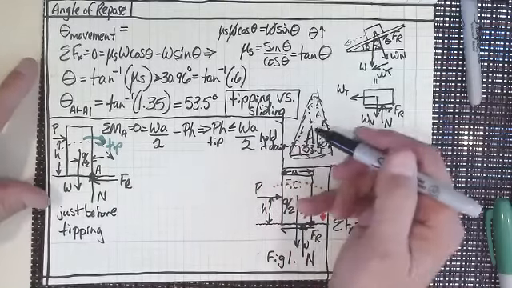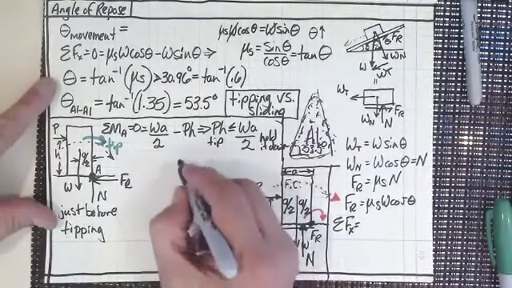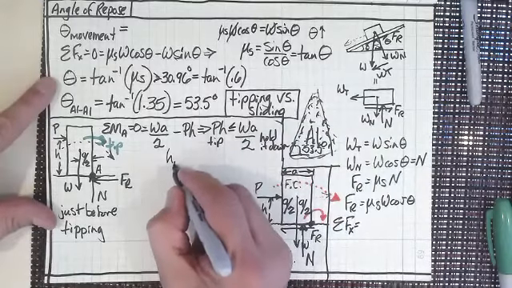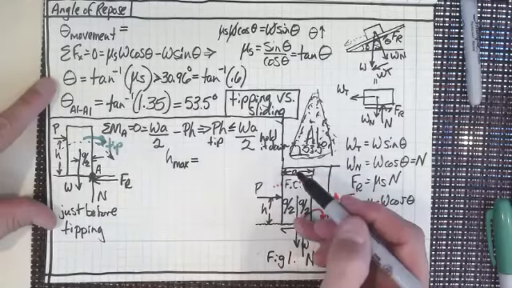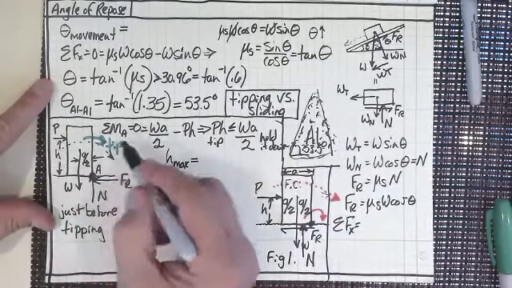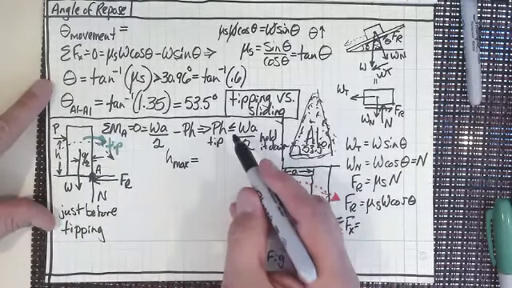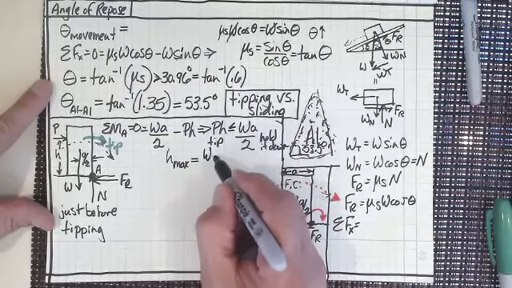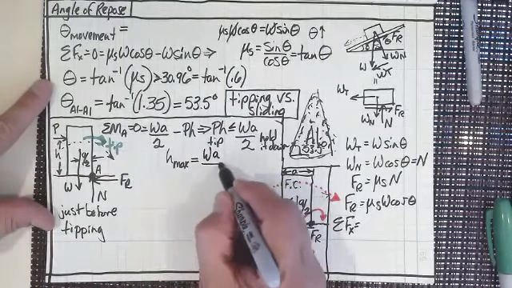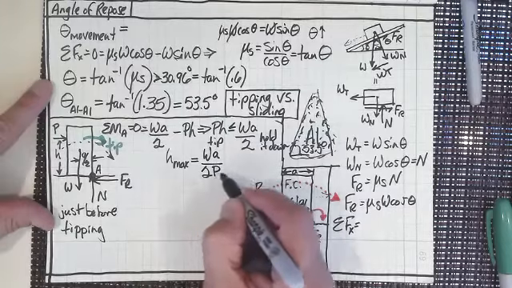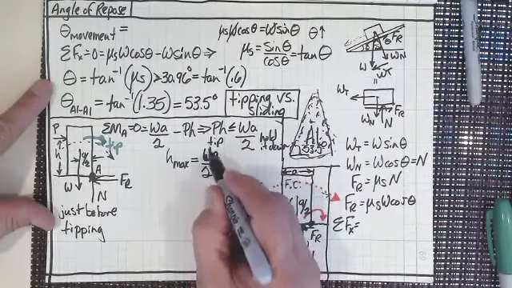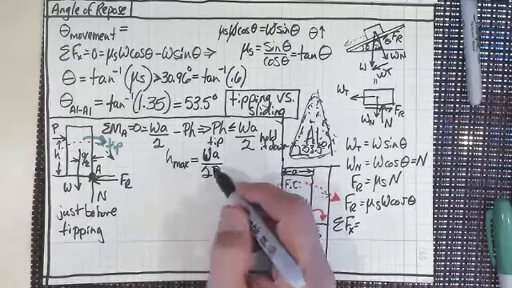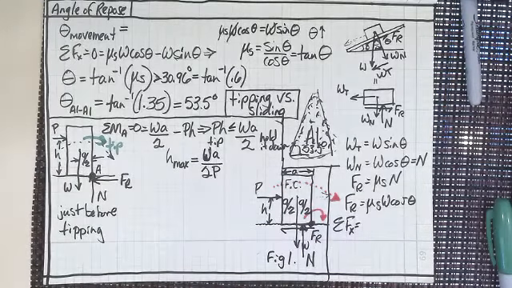I guess I didn't really have to write that. So H maximum, the highest that you can place force P on that filing cabinet, is going to be W times A divided by 2P, whatever the force is. Now let's look at that. So we've got WA over 2P.